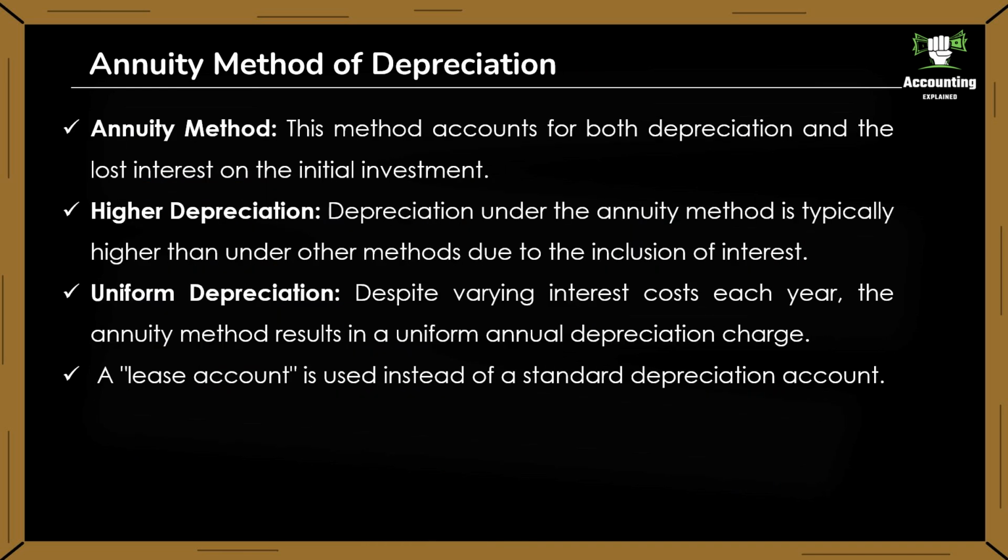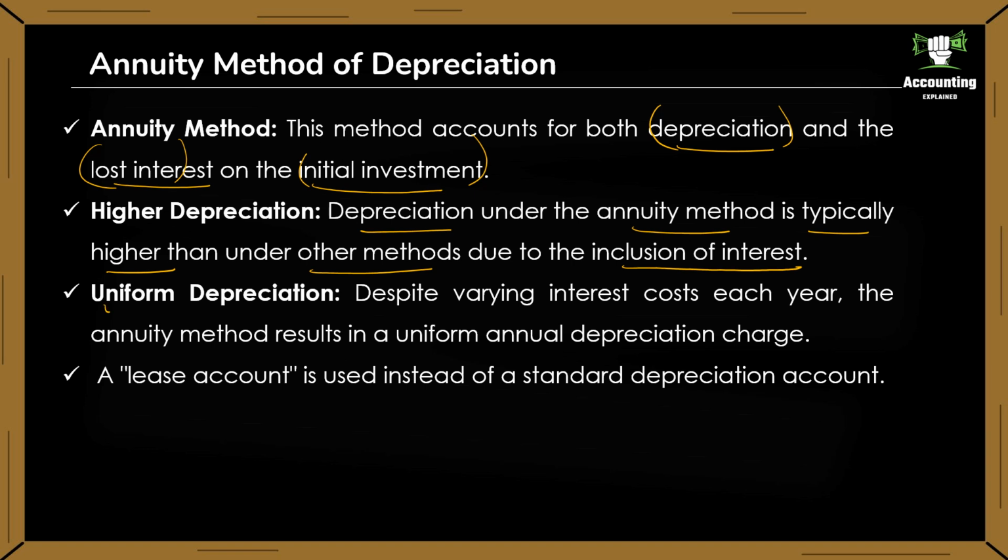Next point is, this method accounts for both depreciation and lost interest on the initial investment. So it is going to consider both depreciation and the opportunity cost on the initial investment. Depreciation under the annuity method is typically higher than under other methods due to the inclusion of interest. Depreciation will be very high when compared to the traditional methods of depreciation like straight line method and written down value method.